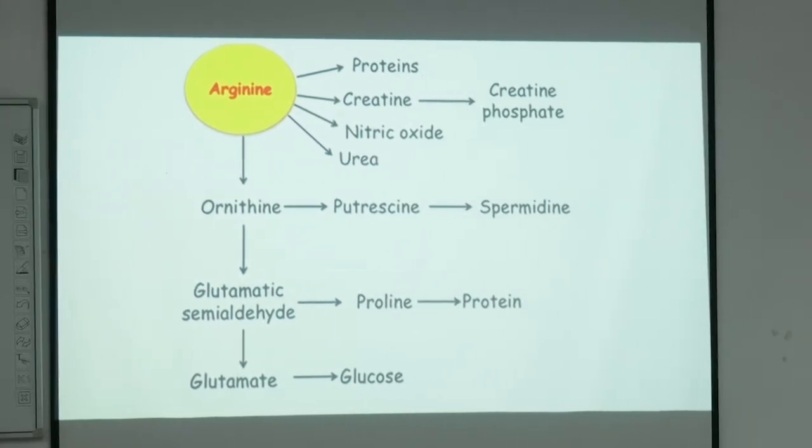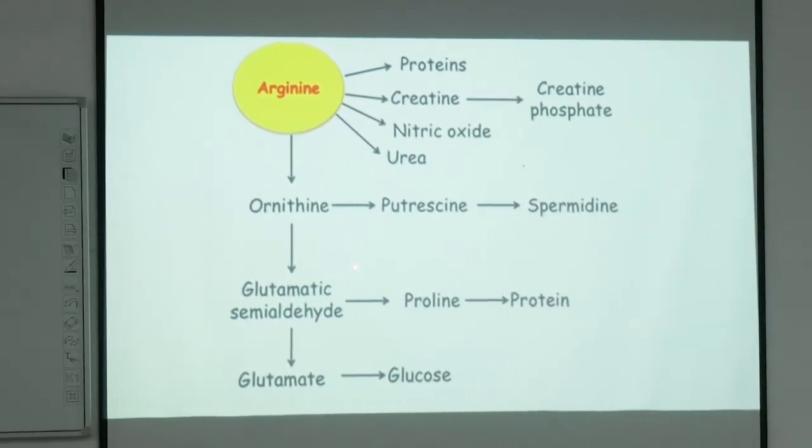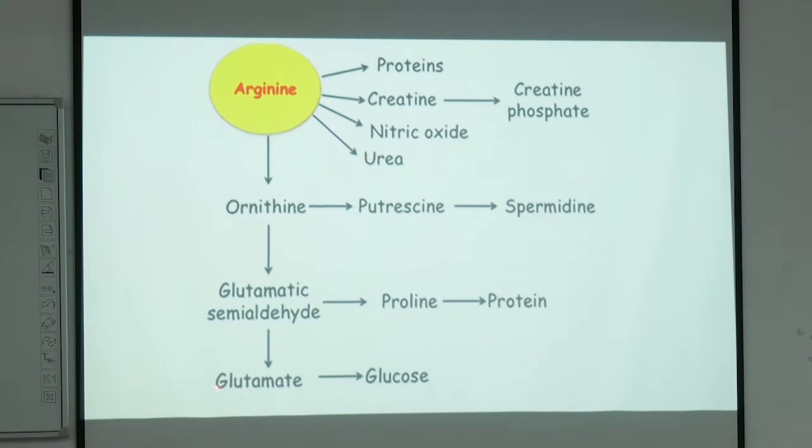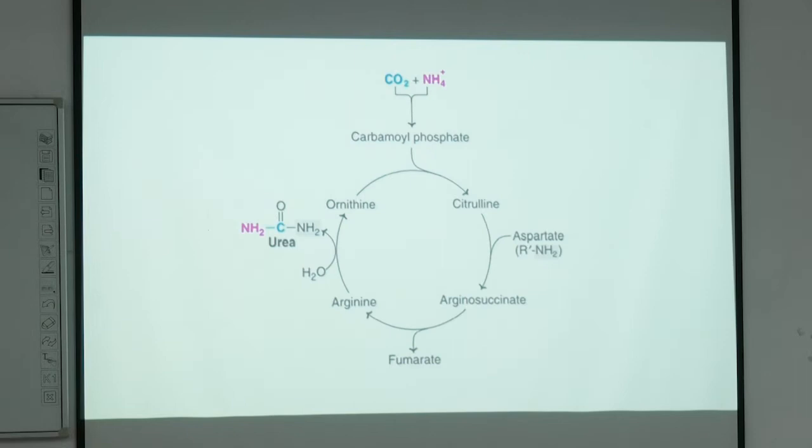Then from ornithine we can have glutamic semialdehyde. From that we can have proline. Or we can lastly produce glucose from glutamate. So what is this cycle? This is the urea cycle. So here we can see this arginine, it is getting broken down.